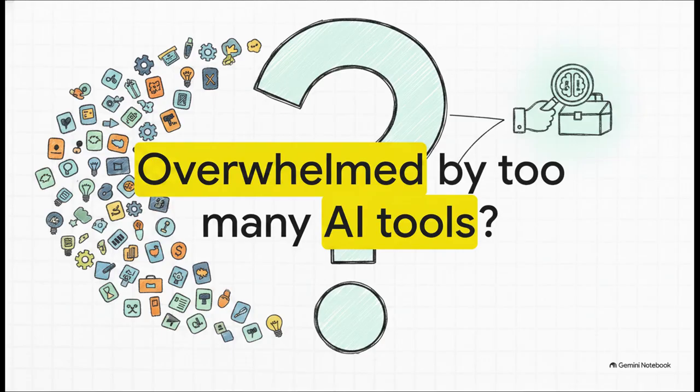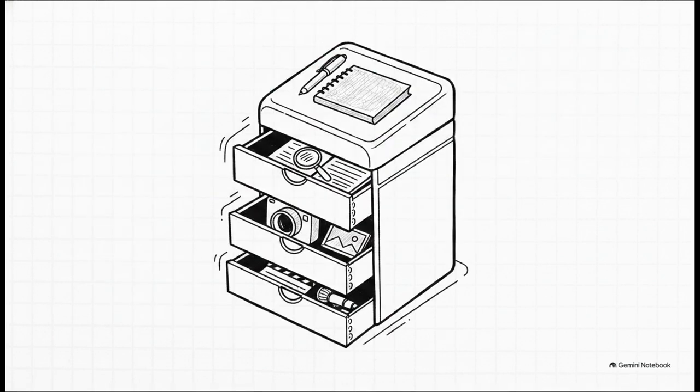But honestly, knowing exactly which tool to reach for, that's half the battle. You really don't need 100 tools. You just need the right tool for the specific job right in front of you. So, we're breaking this down into the 4 core pillars of AI.